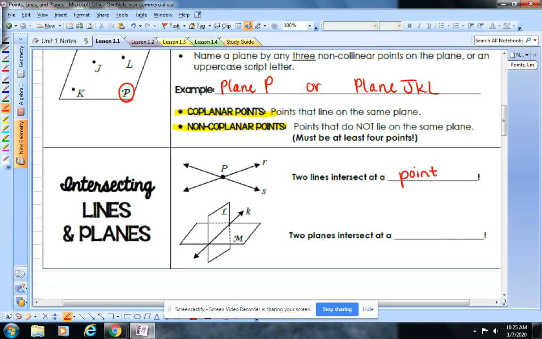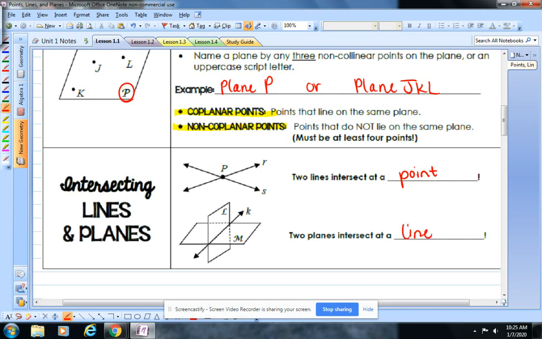Okay, two lines intersect at a point. Two planes, I don't know if I can demonstrate this. Two planes intersect in a line. So you can see that picture that they gave you right there. Two planes intersect at a line.